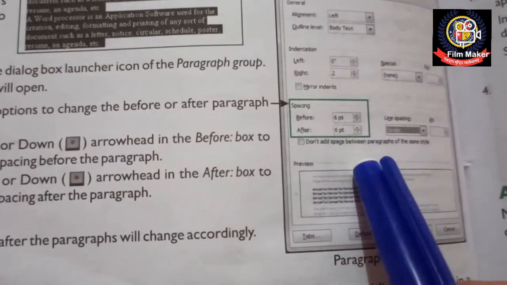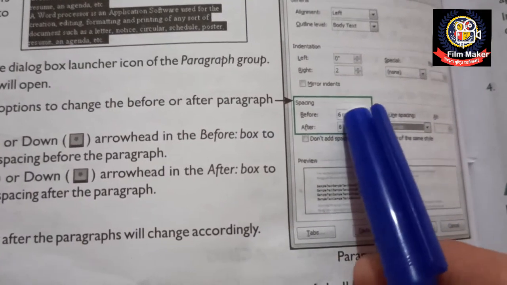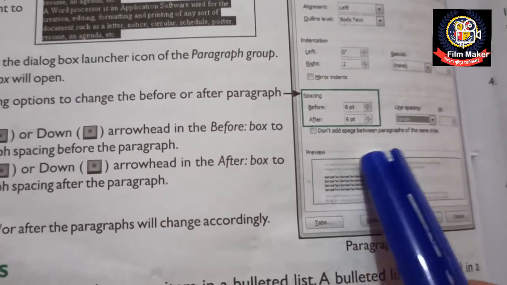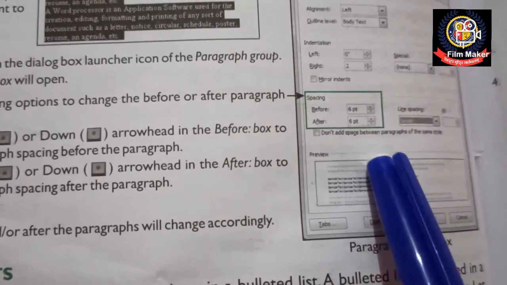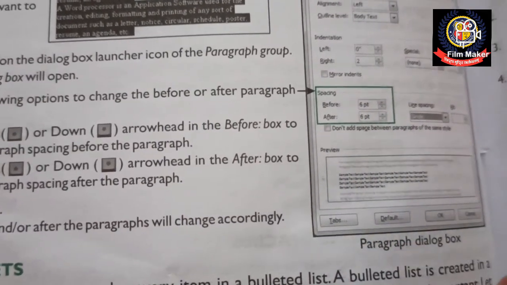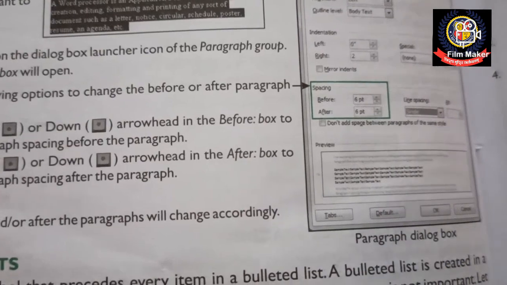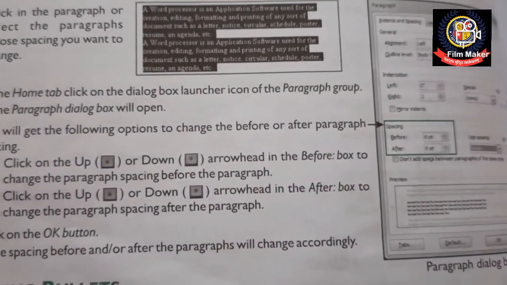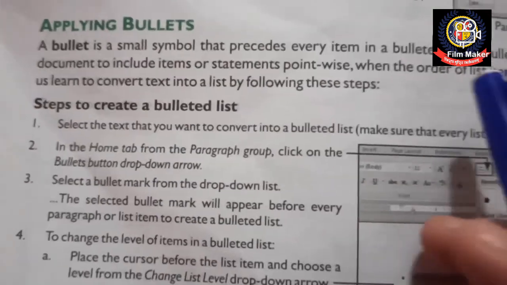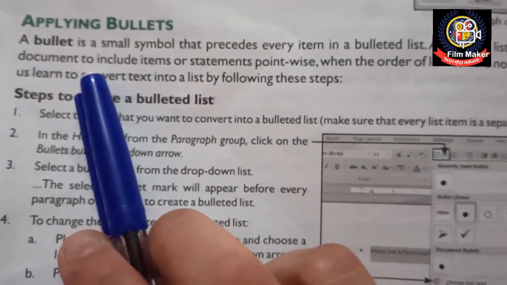Okay, and here it shows, whatever number you specify, according to that how much space it requires, and it shows like this. Okay, so once you're done, you can click on OK, and the same changes will be applied in your document. Okay, children? Yes, so now come to the next one, that is applying bullets.